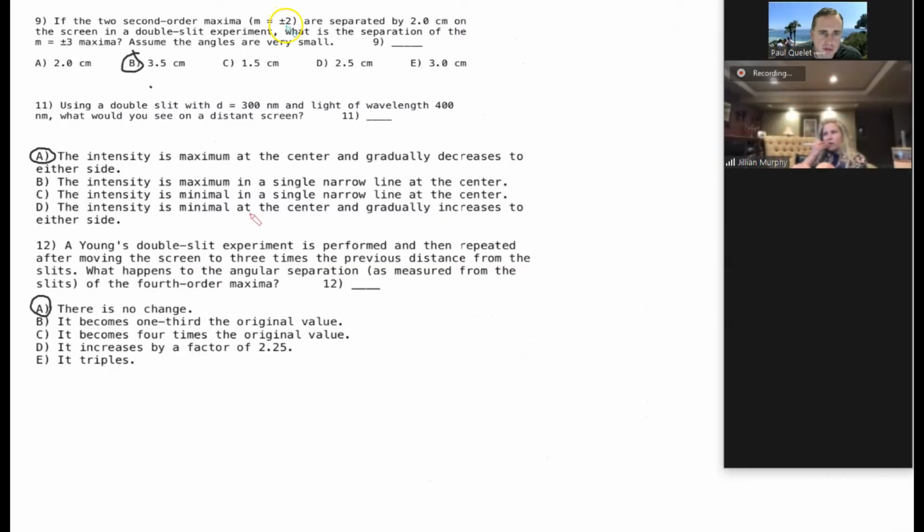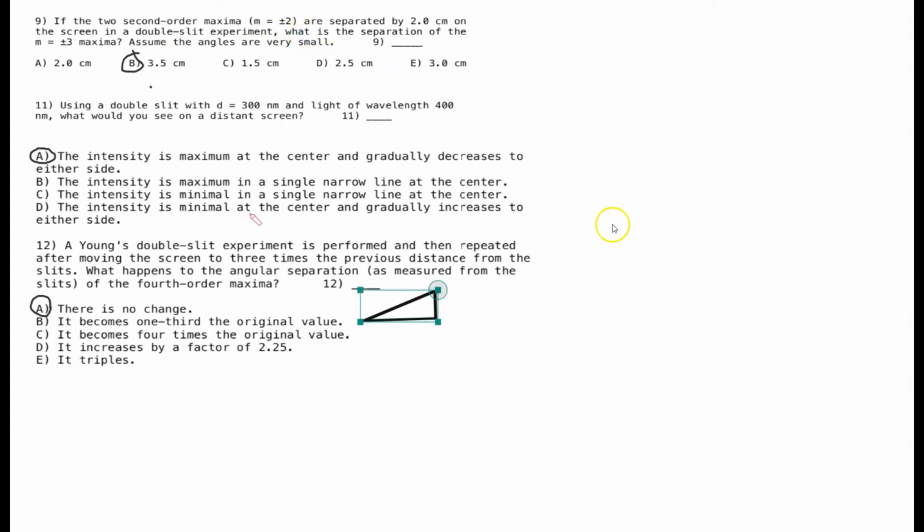The plus and minus 2 maxima are separated by 2.0 centimeters on the screen in a double slit experiment. What is the separation of the m plus or minus 3 maxima? Assume the angles are very small. So here's the deal. Again, let's use symmetry.